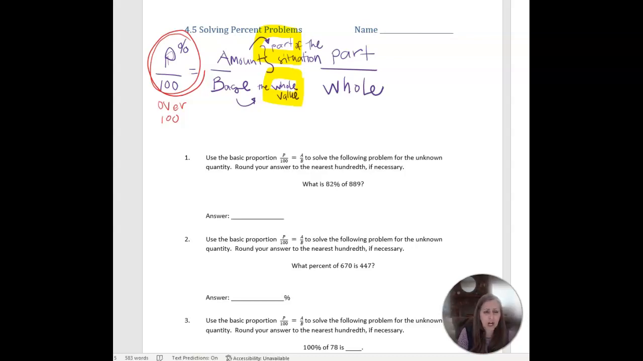But the amount on top is going to be part of the situation, and the base on the bottom is going to be the whole situation. Let's see if we can do some examples just with that understanding. So let's look at number one.